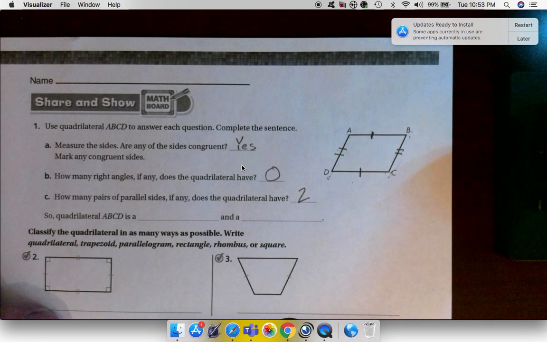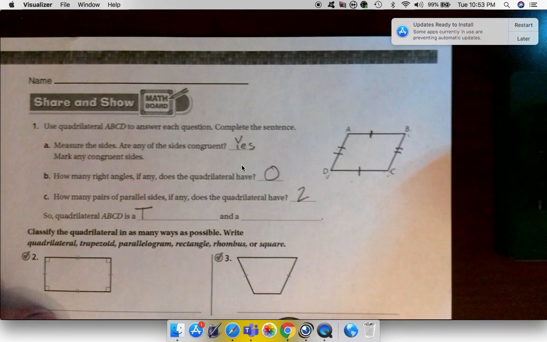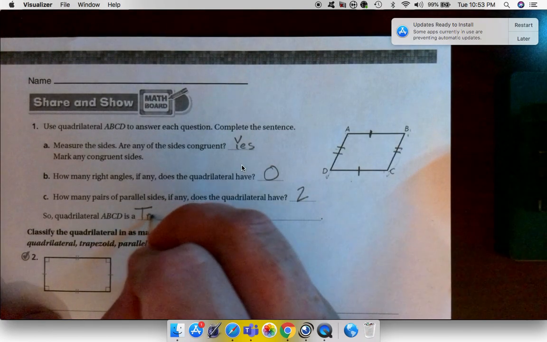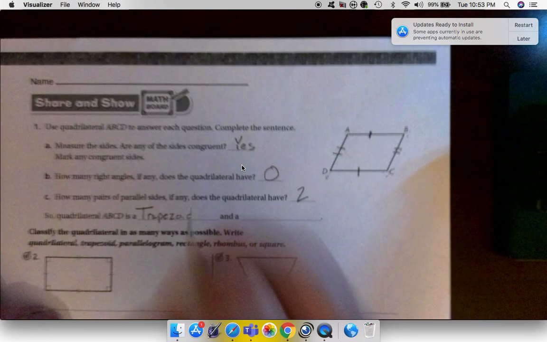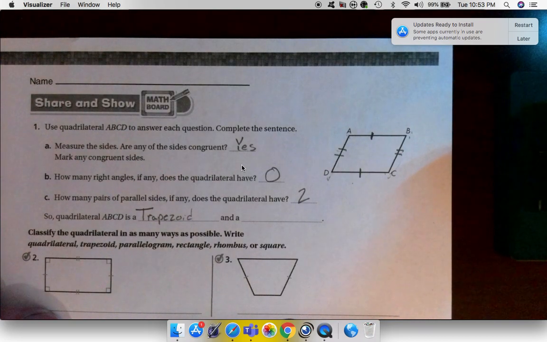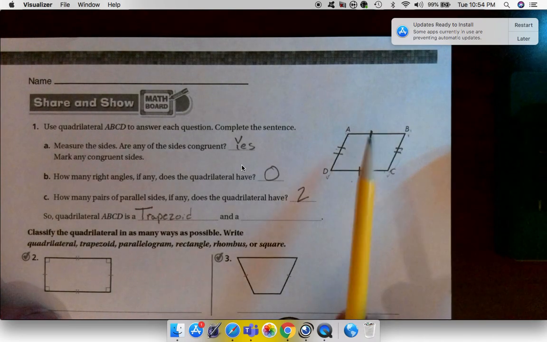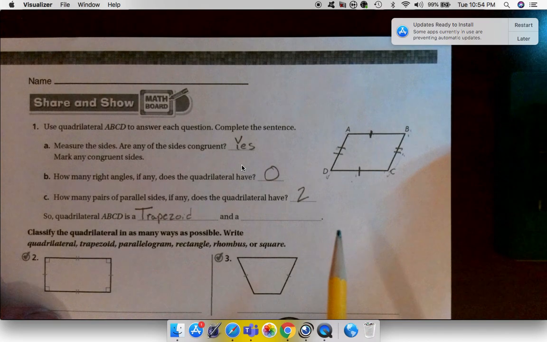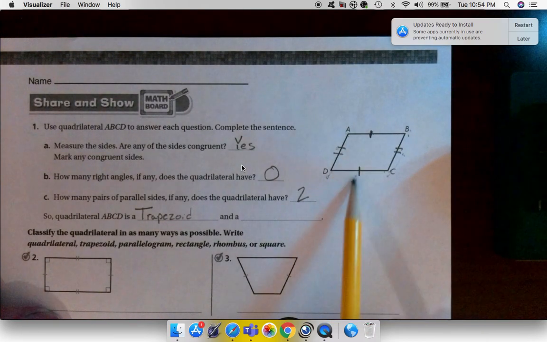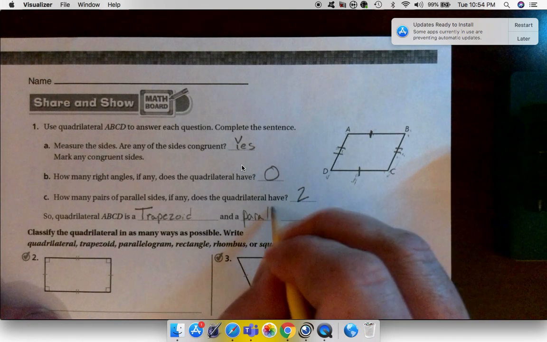So what is it? Well, we know it's a quadrilateral. They already told us that. Could it be a trapezoid? Yeah, it is, because it has at least one set of parallel sides. Could it be a parallelogram? Now think back to what our characteristics are. 4 sides, at least one set of sides are parallel. That's the trapezoid. Does it have 2 sets of parallel sides? Yes, opposite sides are parallel. Are opposite sides congruent? Yes. Top and bottom are congruent, left and right are congruent. So it is a parallelogram.